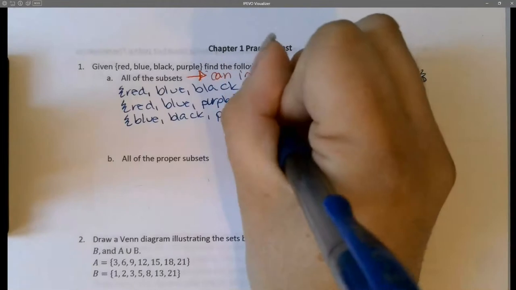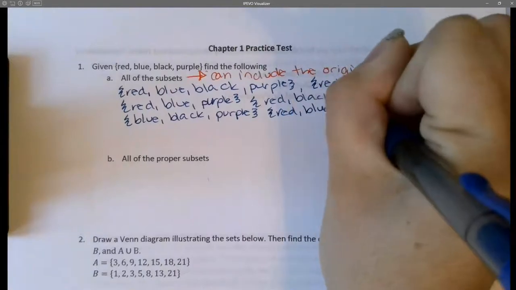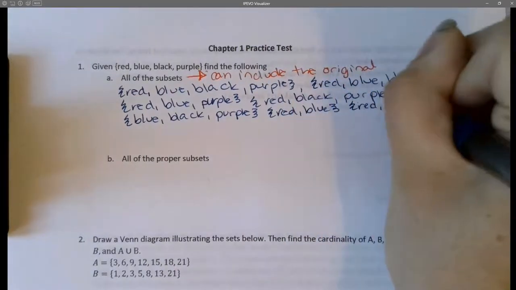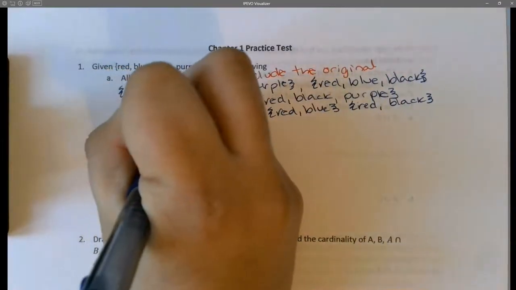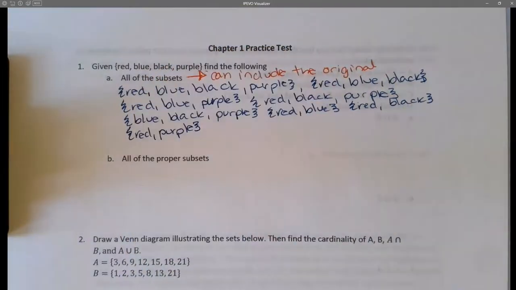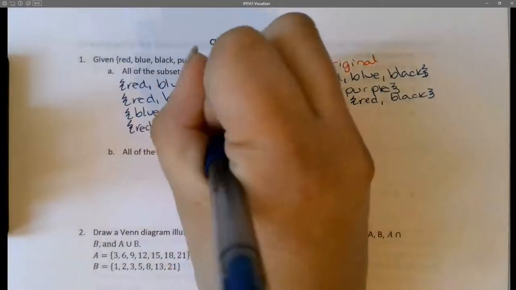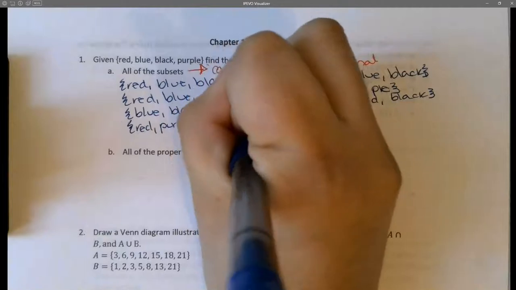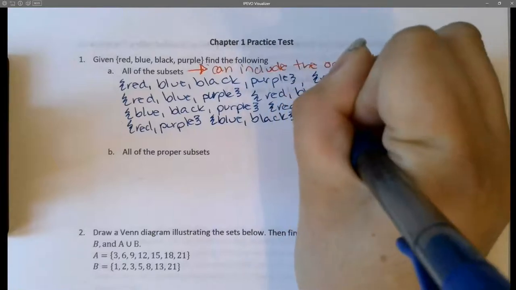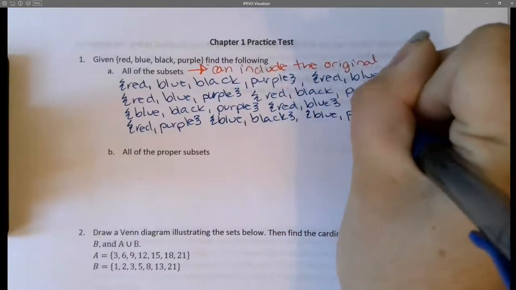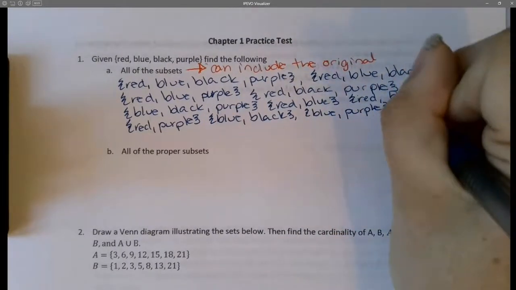Then I can do groups of 2. So I'm going to do red with every color. I'm going to have red, blue. Then I'm going to have red, black. Red, purple. Then I'm going to do all of my 2 groups with blue. I've already done red, blue, so I skipped that one. But I can do blue, black. Blue, purple. That's it for my blue groups. I can do black, so I have black and purple.